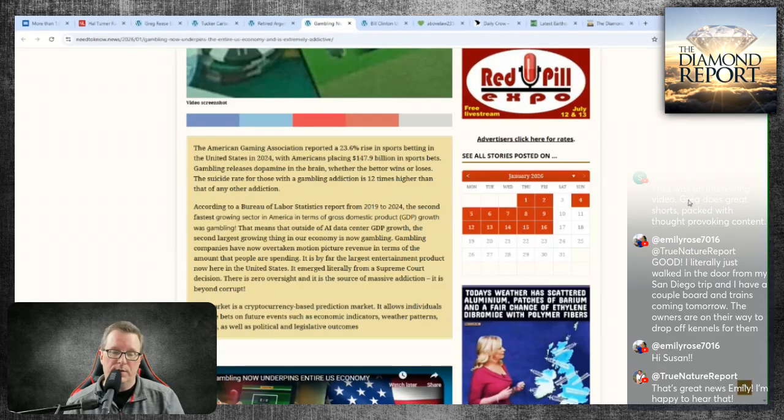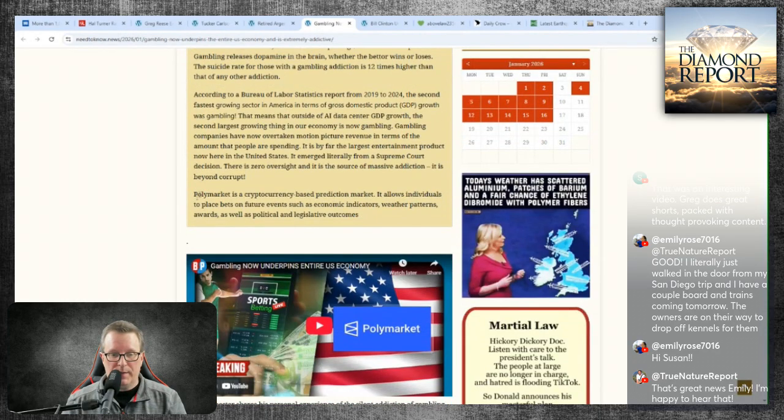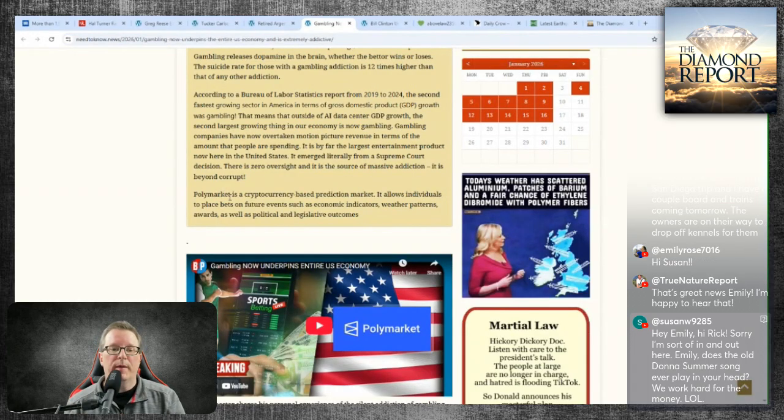It is beyond corrupt. Polymarket is a cryptocurrency-based prediction market. It allows individuals to place bets on future events such as economic indicators, weather patterns, awards, as well as political and legislative outcomes. Yeah, we mentioned Polymarket a few weeks ago when the Maduro situation happened and how people were making a lot of money on a particular bet that was saying that Venezuela was going to be invaded by January 31st. And of course that happened a couple weeks ago now.